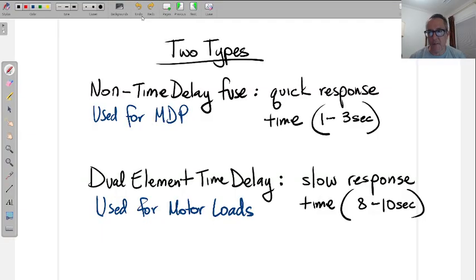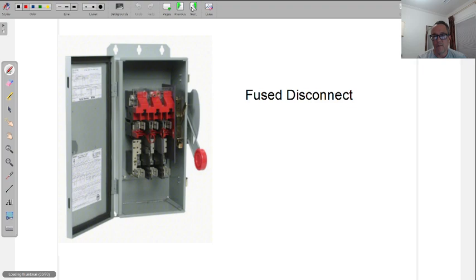A few more things and then we'll wrap up. So fuses, where do they live? Fuses live in fuse disconnects. This is where they live. They don't live in panels. There's no fuse panel, except for the Edison one, but like I said, that's only in old residential areas.